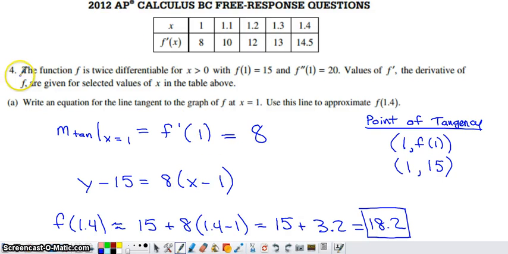So this is question number 4. It's from the 2012 BC exam. It's a non-calculator free response question. And it's kind of an interesting problem. They ask us to estimate f of 1.4 in a variety of ways.